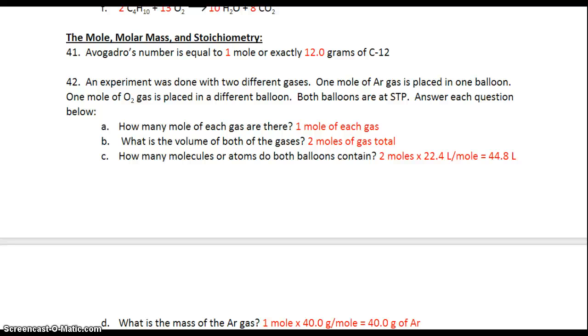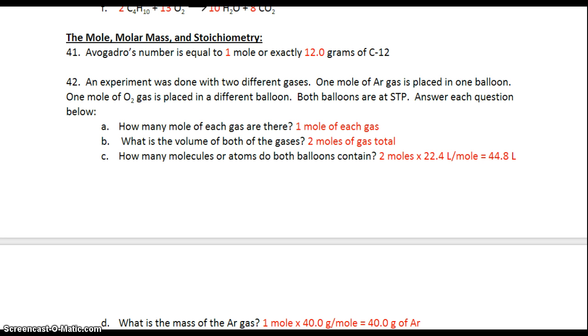This section on the mole, molar mass, and stoichiometry is based on material in Chapter 7 and Chapter 9. The unit of the mole is based on Avogadro's number, or 6.02 times 10 to the 23rd, which is the number of atoms in exactly 12 grams of the isotope carbon-12.